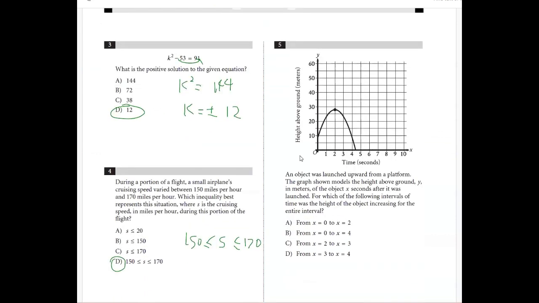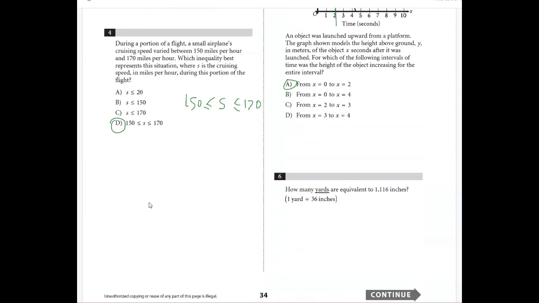Question number five, an object was launched upward from a platform. The graph shown models the height above ground y in meters of the object x seconds after it was launched. For which of the following intervals of time was the height of the object increasing for the entire interval? So let's cut this in half. From 0 to 2, as you can see, the height was increasing. So A as an apple is correct.